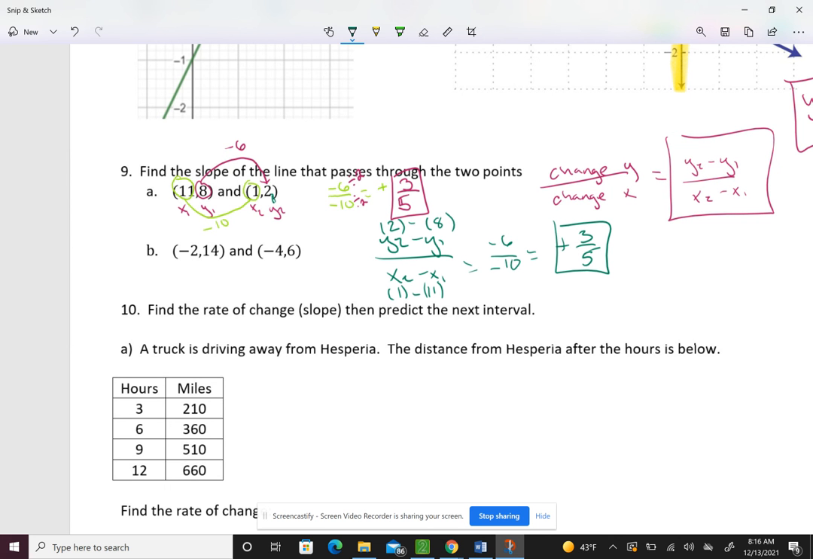So it doesn't matter which way you do it. Just remember, it's a change in y. Y has to be on top. Okay, do not put x on top.